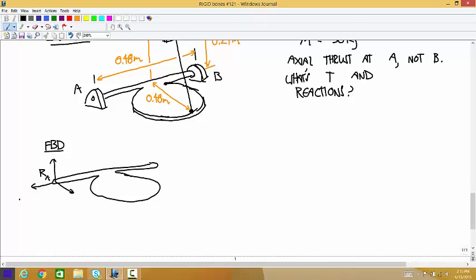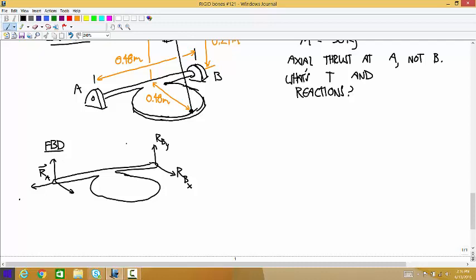So I'll call this RA. And then over here at B, there's no thrust. So that means that there's no force applied along the axis of rotation. There's a component that way and a component that way. So I'll call that RBX and RBY, but there's no RBZ. And in this case, because these two pin joints share the same axis of rotation, we don't need those couples.